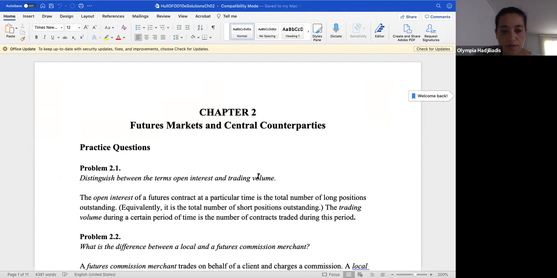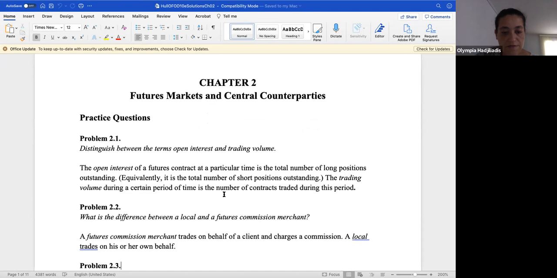Distinguish between the terms open interest and trading volume. Well, the open interest of a futures contract at a particular time is the total number of long positions outstanding, which is equivalently the same as the total number of short positions outstanding. The trading volume during a certain period of time is the number of contracts traded during this period.